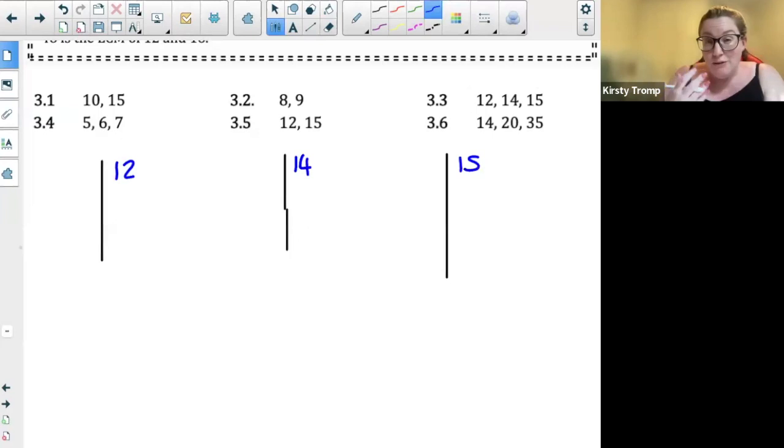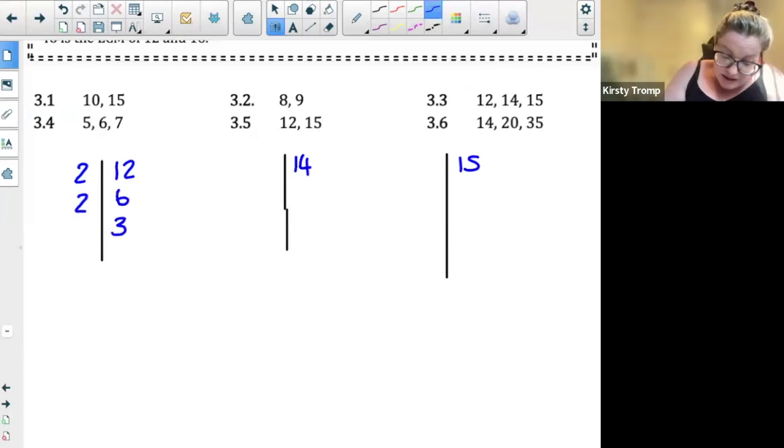I'm doing my ladders, and I only use my prime numbers when I'm doing my ladders. So let's start with 12. The very first prime number that goes into 12 is 2, and I'm left with 6. Then I've got 2, and I'm left with 3. I've got 3, and I'm left with 1.